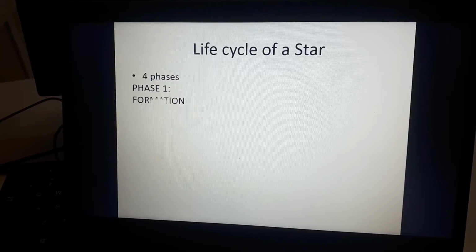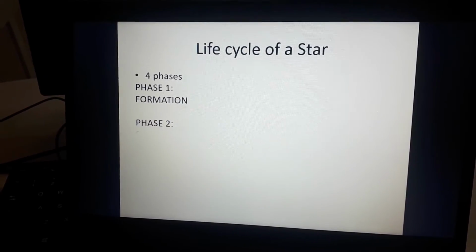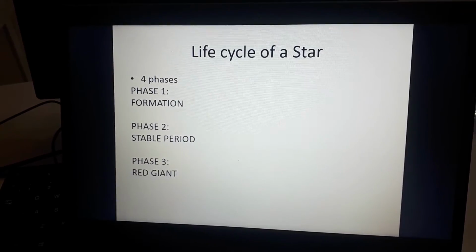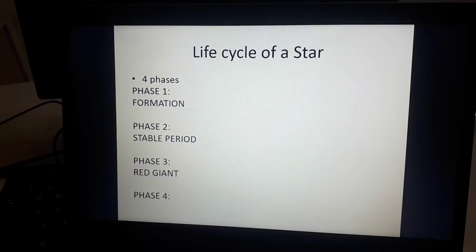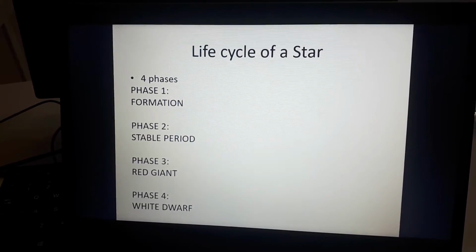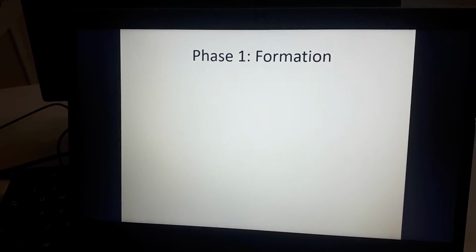The first one is formation. So formation means how it's made. The second is its stable period. Phase 3 is called red giant, and phase 4 is called white dwarf. So you need to know each of those 4 phases. We're just going to look at each of these now in a little bit more detail.